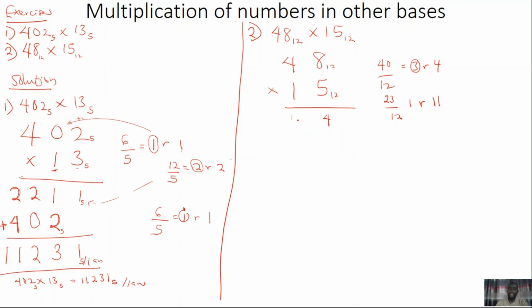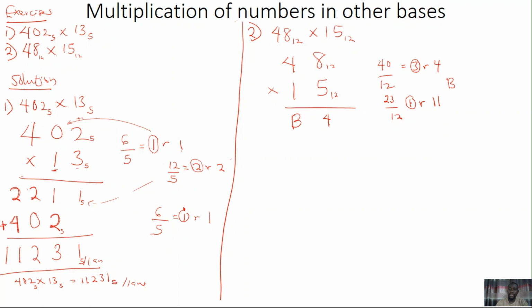Now, what we're going to write down here is not 11, although we are going to write something that represents 11. And in base 12, 11 is represented by letter B. So what we are going to write down here is letter B. But don't forget that there's this 1 that we keep here.